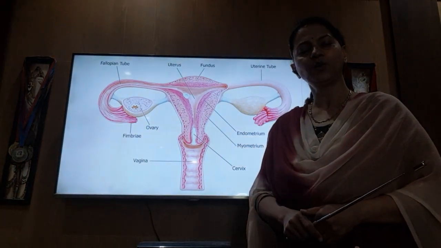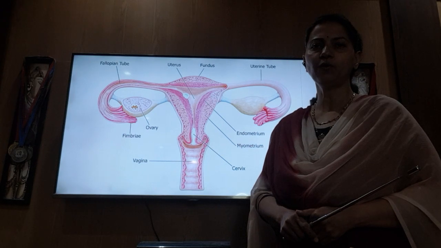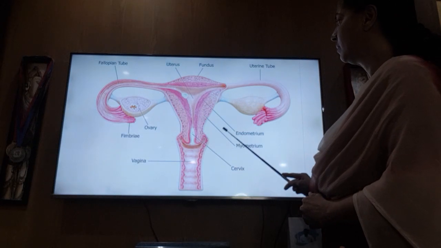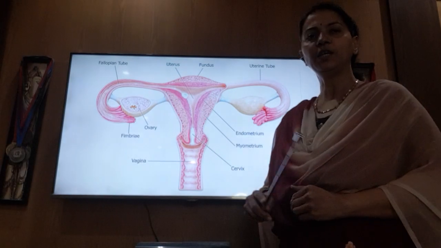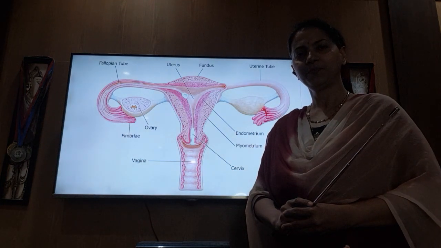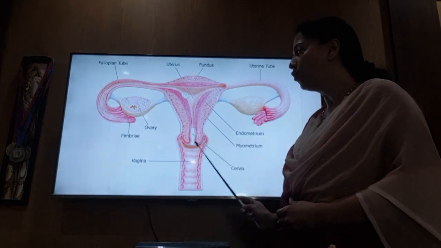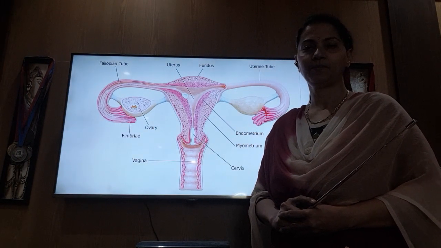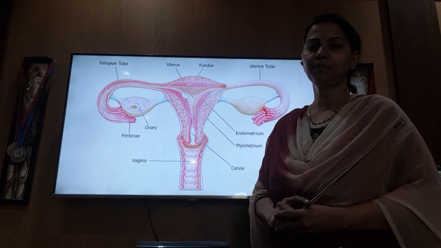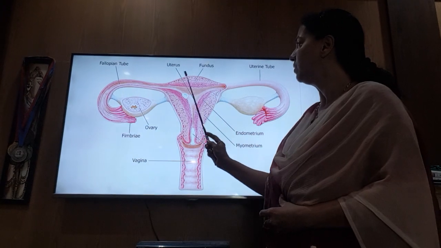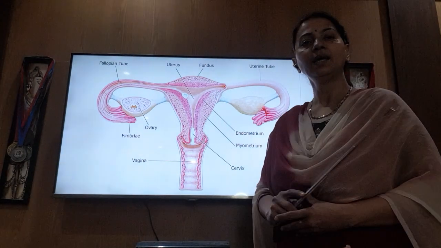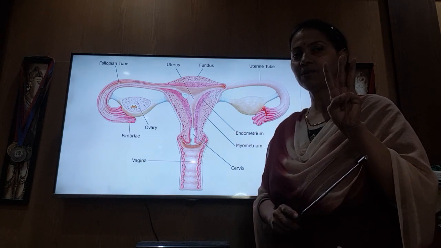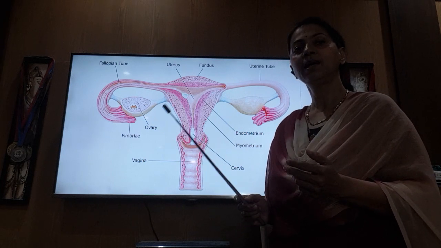Welcome students. Today we are going to study the anatomy of the uterus. So here you can see this is the uterus, which is the main part of the reproductive system of females. Uterus is also called womb in layman terms and also hyster. And because of this name hyster, the surgery in which we remove this uterus is called hysterectomy. Okay, so we have now got three names: uterus, womb, hyster.